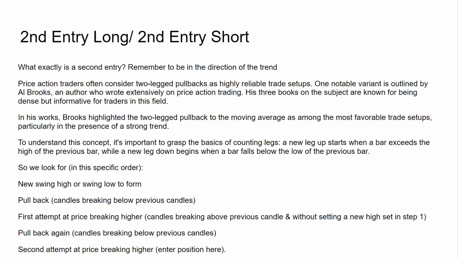So in this specific order, this is what we look for. New swing high, new swing low. Pullback, candle breaking below previous candle. First attempt at price breaking higher. Pullback, again, candles breaking below previous candles. Second attempt at price breaking higher. We enter the position. Let's get into some examples.